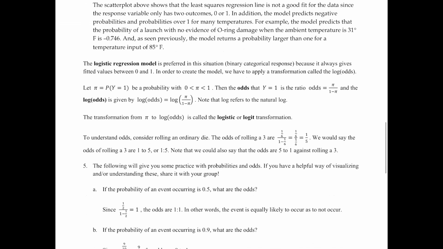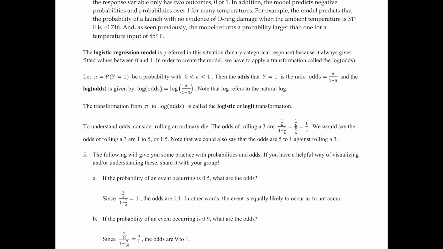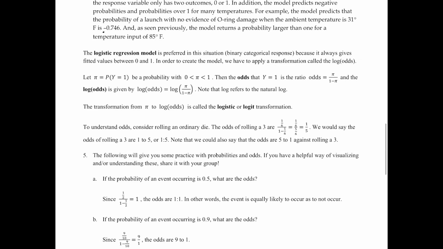So in number 4, that, of course, is the main reason why the least squares regression line is not a great model for predicting this probability. And in addition to the probability bigger than 1 that the model gives when temperature is 85 degrees, if you look at a temperature of 31 degrees, which was the temperature on the day that the Challenger had its disaster, the model predicts a negative probability, negative 0.75, which again doesn't make any sense. There's no such thing as a negative probability.